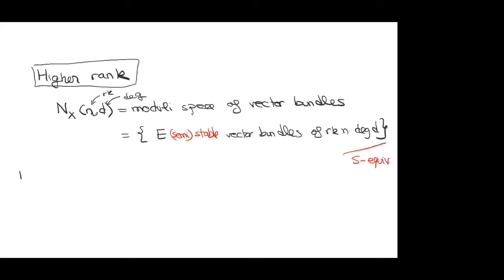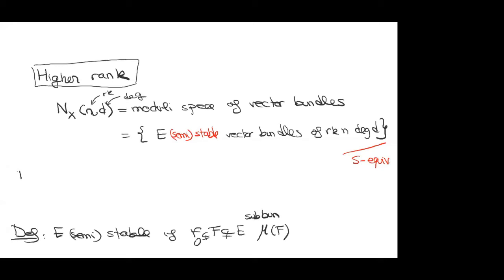So what is semi-stability? Let me put it here. So a bundle E is semi-stable if for every subbundle F which is non-trivial, so it cannot be the total and it cannot be zero, the slope of F, which is defined to be the degree of F over its rank, is strictly smaller for stable, could be equal for semi-stable, to the slope of E.